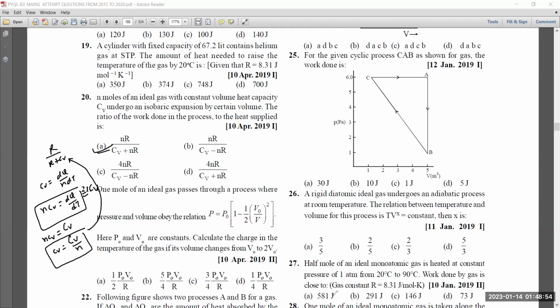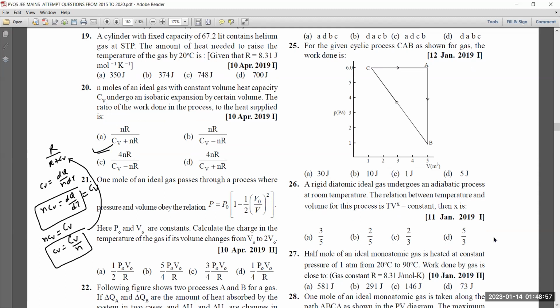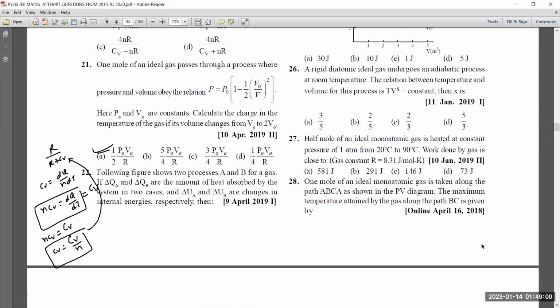The next question, 21. If you look at the question, you may get confused, but this is a very easy question. Why? Because something is given. Calculate the change in the temperature of gas if its volume changes from here to here. So volume is going from V0 to V0, right? Because pressure is given as a function of volume, we can easily find the pressure.